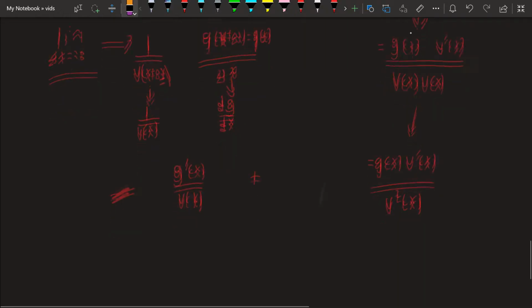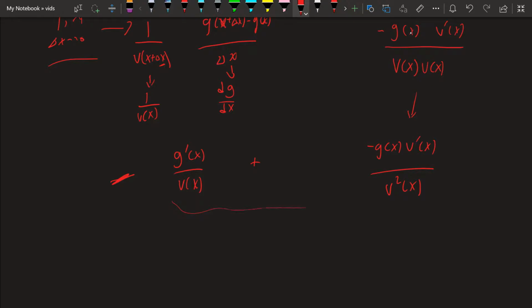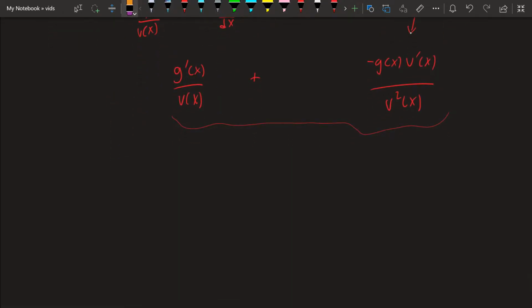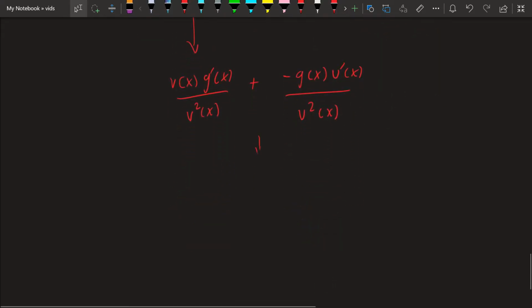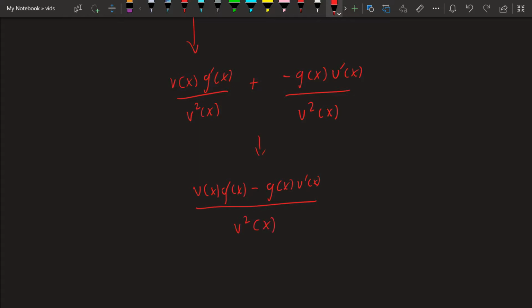Okay, great. So now we have this function plus this function. What can we do? Let's simplify. How do we simplify functions? We need the same denominator, right? So in this function, we just multiply by v of x. You're gonna get v squared of x plus minus g of x. We don't change anything in the second fraction because we still have the same denominator. And now we can simplify. We're gonna get v of x g prime of x minus g of x v prime of x over v squared of x.